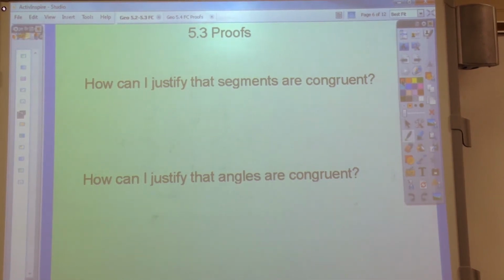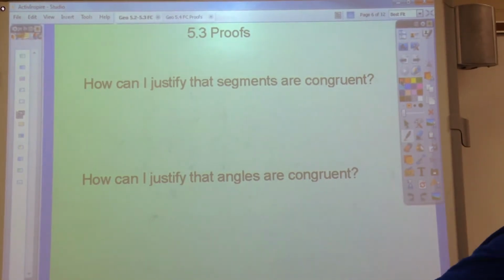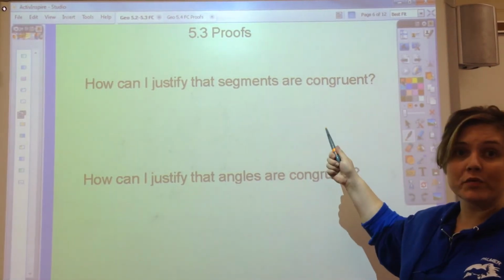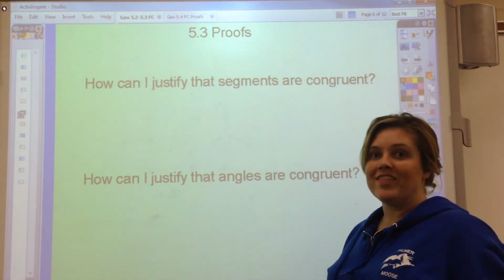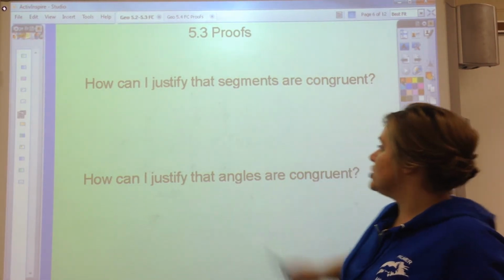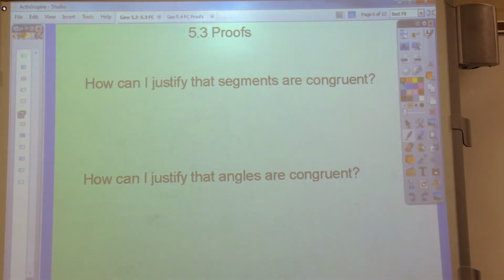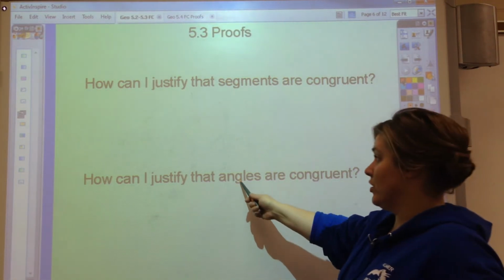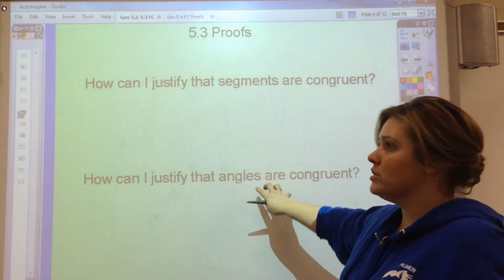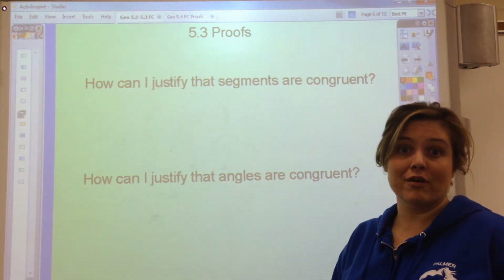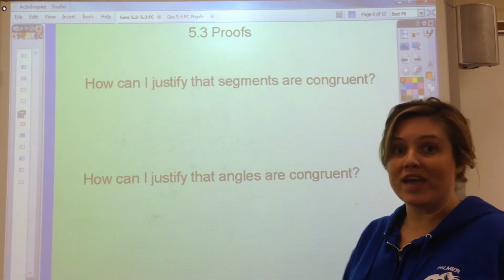This is Mrs. Quinn's geometry. This is section 5.3 proofs. First of all, how can we justify that segments are congruent? Hopefully we remember the segment congruence theorem. If your segments are equal, then they are congruent. How can we justify that angles are congruent? That's the angle congruence theorem. We need to keep all these theorems in the back of our head. And so I strongly suggest you make sure you have that theorem, definition, postulate page handy.